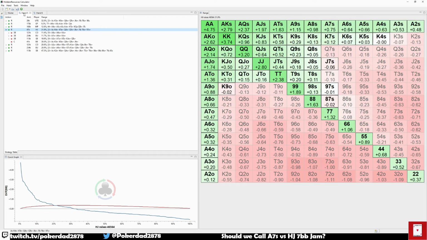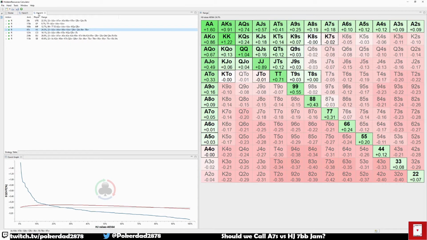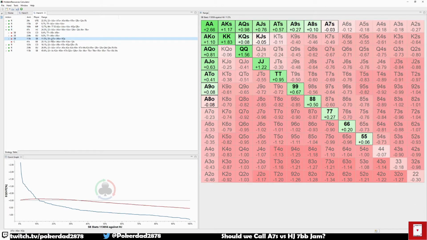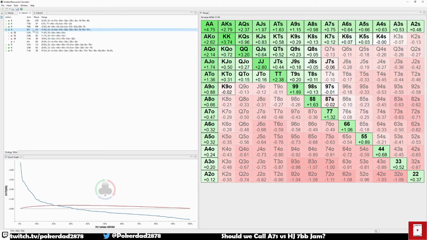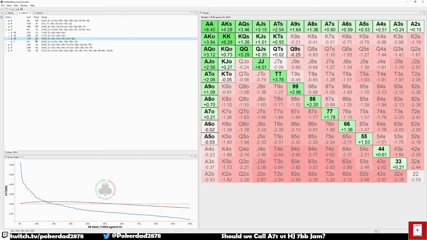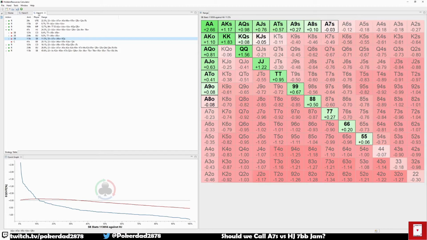And still all the pocket pairs. And in the ICM situation, not jamming the lower offsuit aces. So when he's doing this for 7 bigs, now we are rejamming 11%, with A7 suited losing money here. So 11% compared to 19%. Huge difference.